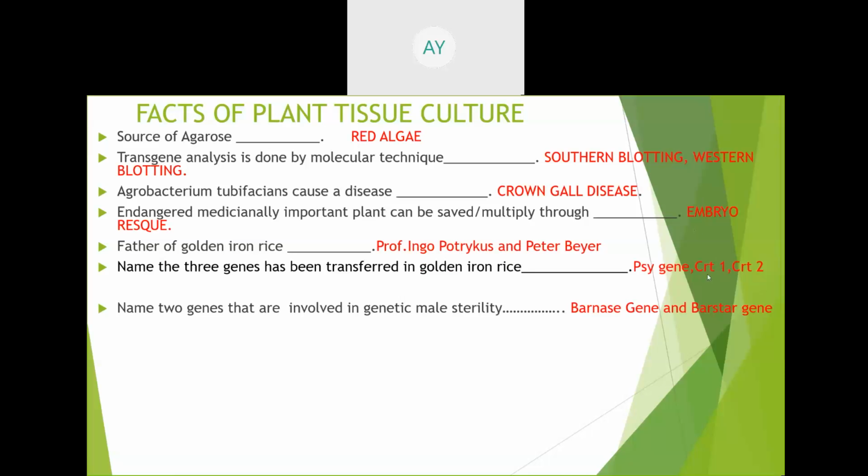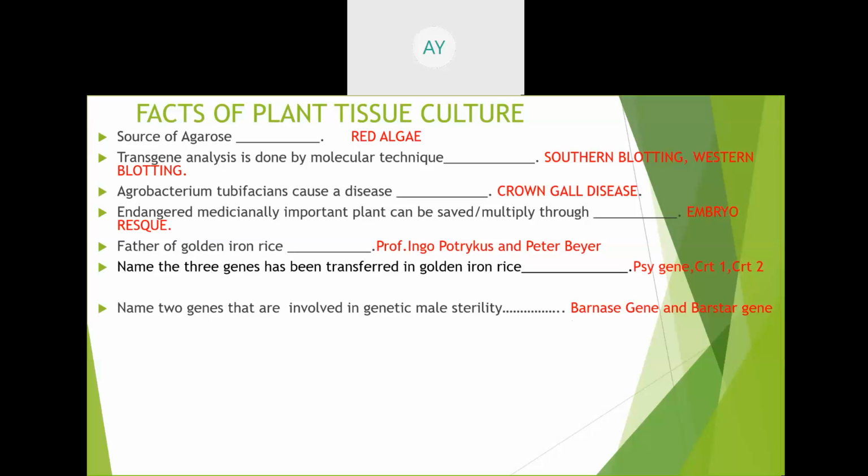Name the 2 genes that are involved in genetic male sterility. आपको बताया है ना, कौन सा है? बार्नेज जीन एंड बारस्टार जीन. कितना है? बार्नेज जीन एंड बारस्टार जीन. ओके, so that is the Barnase gene responsible for degradation of the pollen grain or making it sterile.